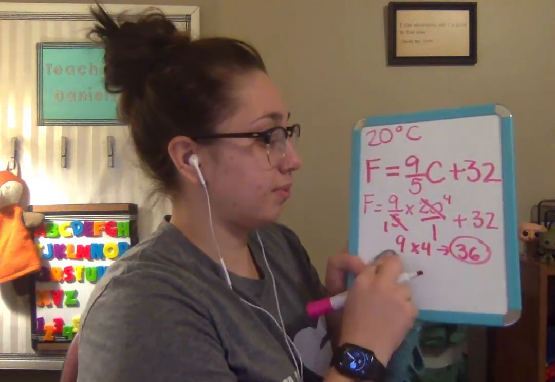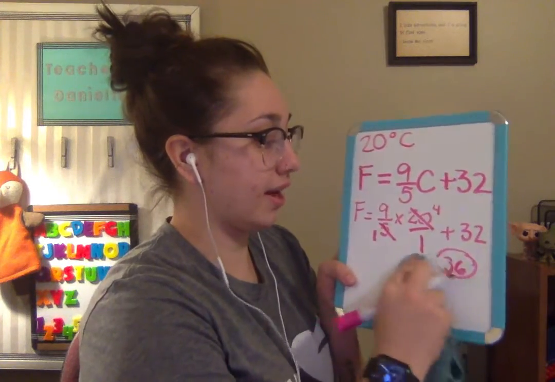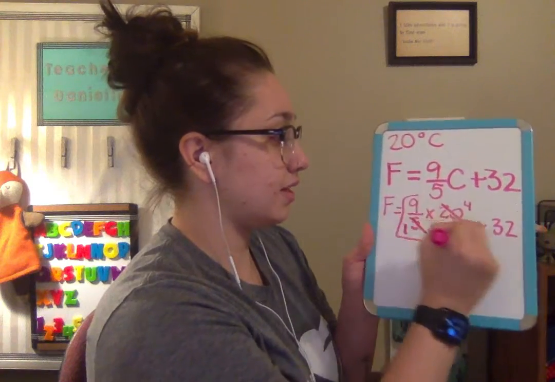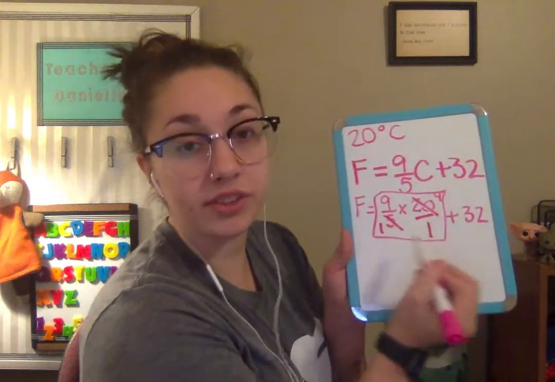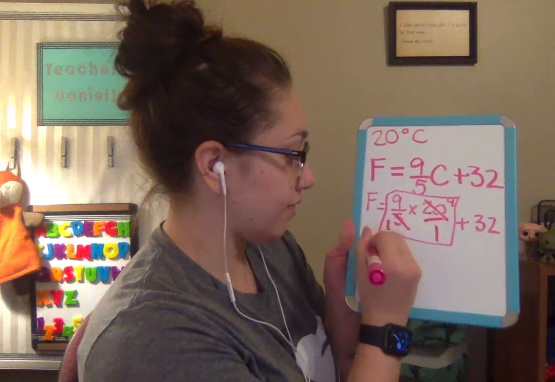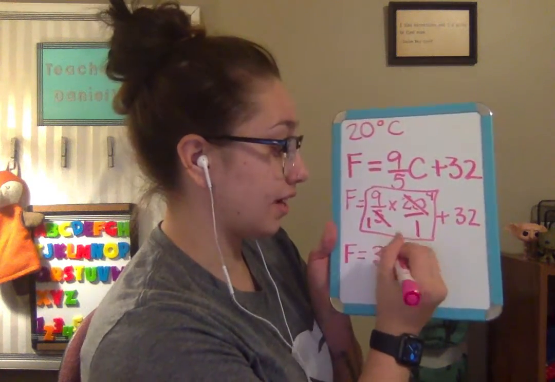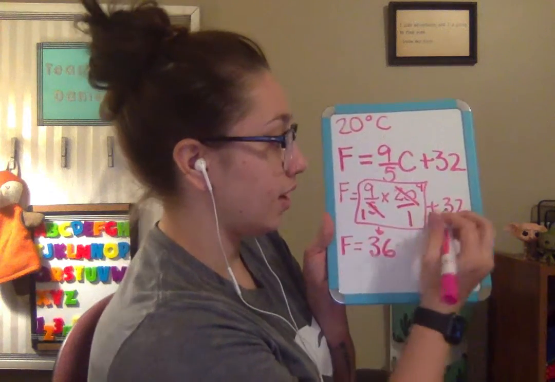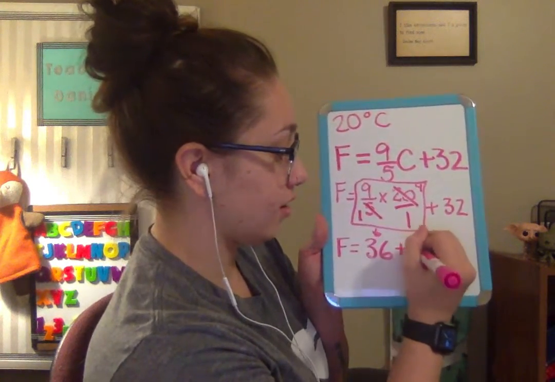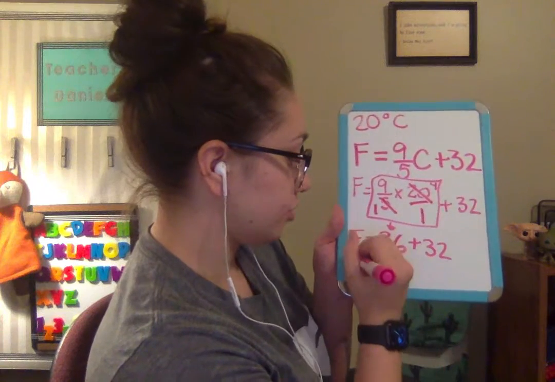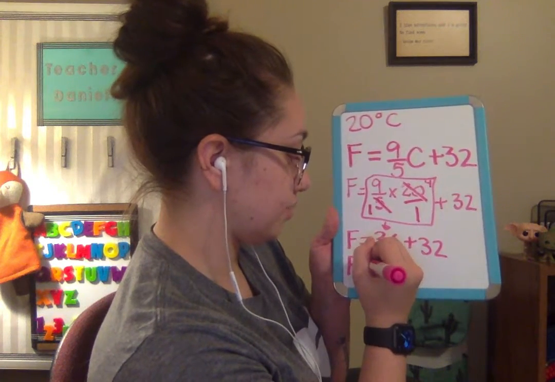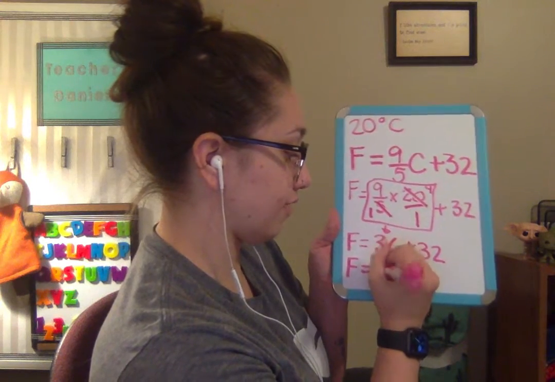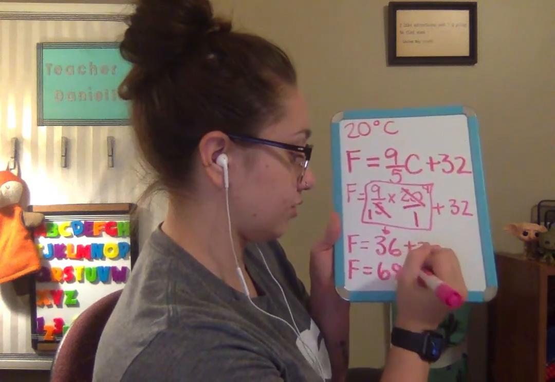Let me get rid of this portion here, because I'm running out of room. But I know my whole number is 36. And that's going to replace this whole chunk because I just solved for this multiplication problem. So now I have F equals 36, which is what I just solved right here. And now all that's left to do is add 32. So now I do Fahrenheit temperature equals 36 plus 32, which is going to give me 68 degrees.